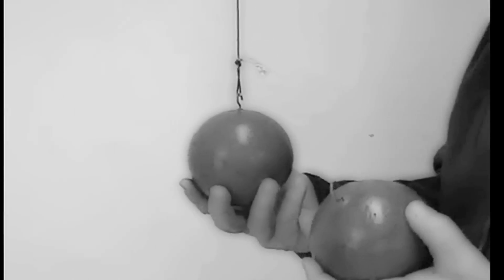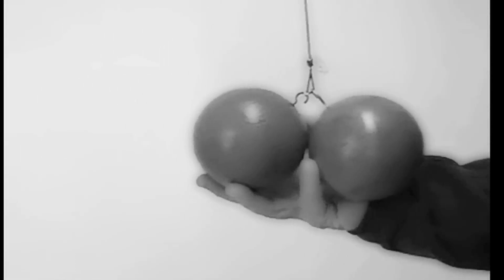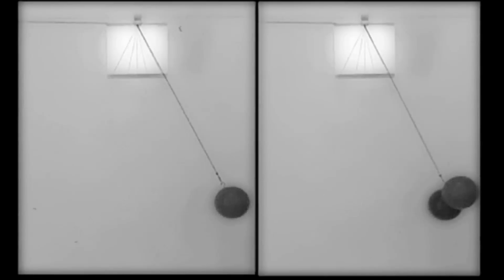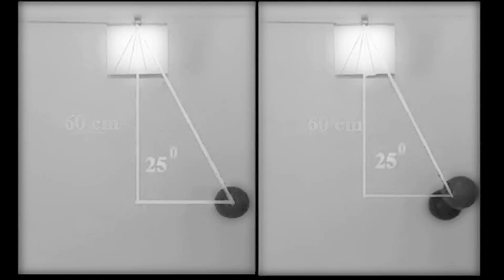The next surprising attribute of the pendulum has to do with the mass of the bob. Will increasing the mass of the bob change the period of a pendulum? Again, we can set up a simple experiment. One pendulum will have a mass of 500 grams, the other double the mass at 1,000 grams. This time we will control the length of the pendulums at 60 centimeters and the displacement at 25 degrees.